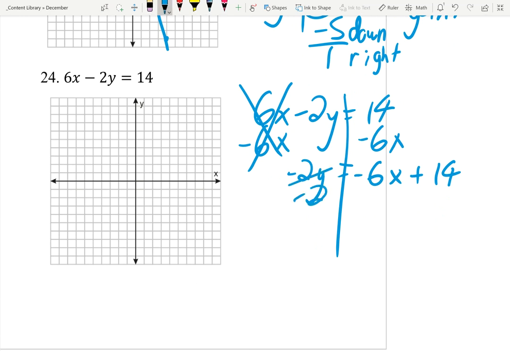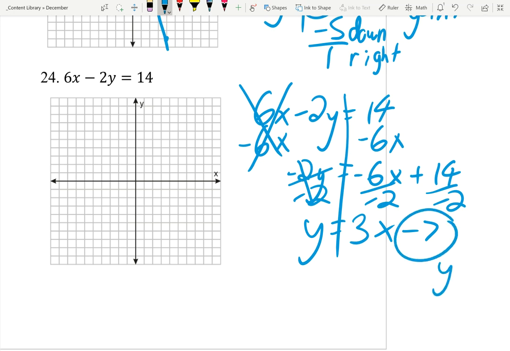We'll divide by negative 2 to cancel out our negative 2. And remember, everything gets divided by negative 2. So we end up having y equal to, now notice this is a negative 6 divided by negative 2, which means it'll be a positive 3x. And then we have 14 divided by negative 2, which means it'll be a negative 7. So here is our slope-intercept equation.